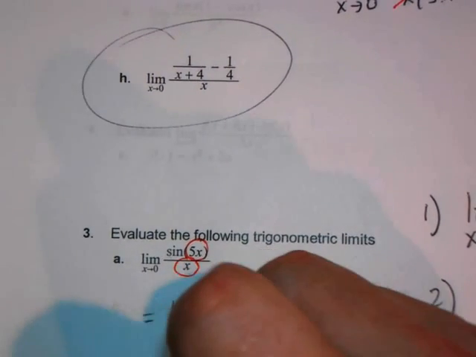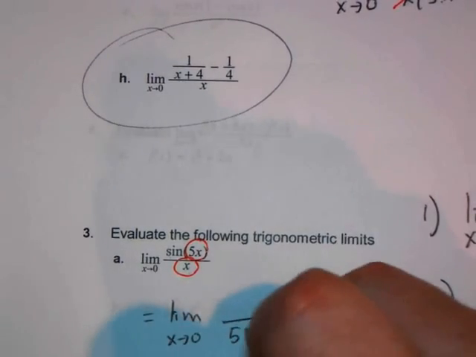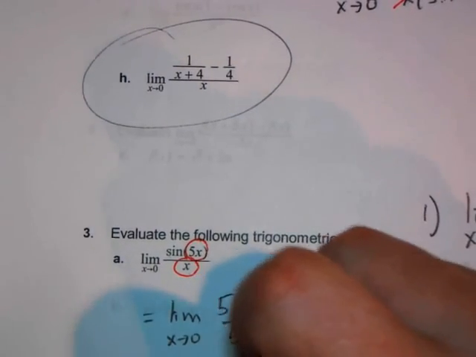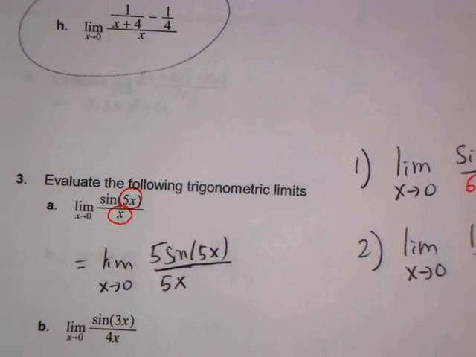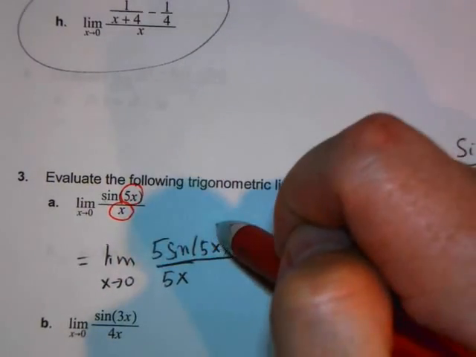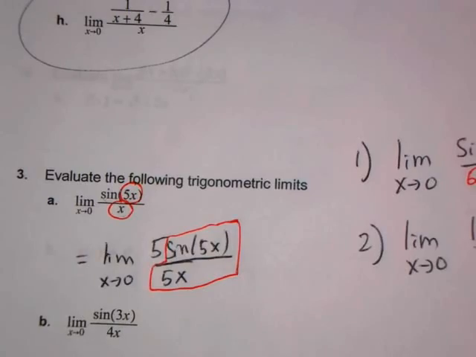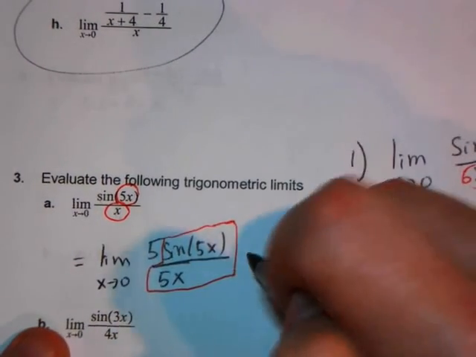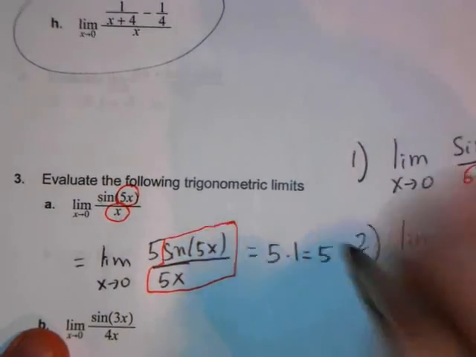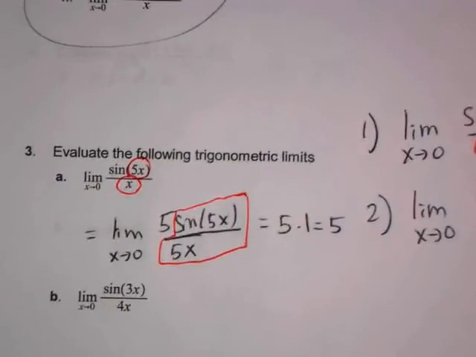Well, of course, the penalty for multiplying by 5 on bottom is I have to multiply by 5 on top. So we do that. We multiply top and bottom by 5. Now we use the fact that this part of the limit is the number 1 by our theorem. So 5 times 1 is 5. Not so bad, I hope.